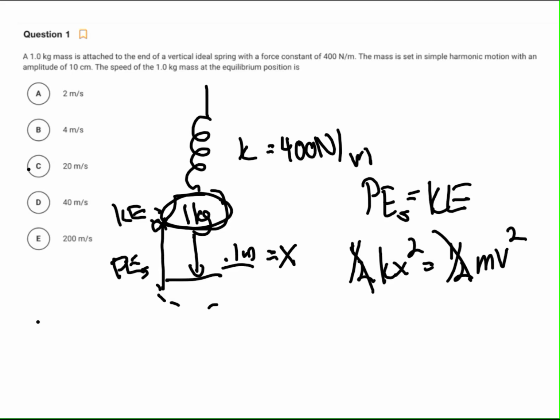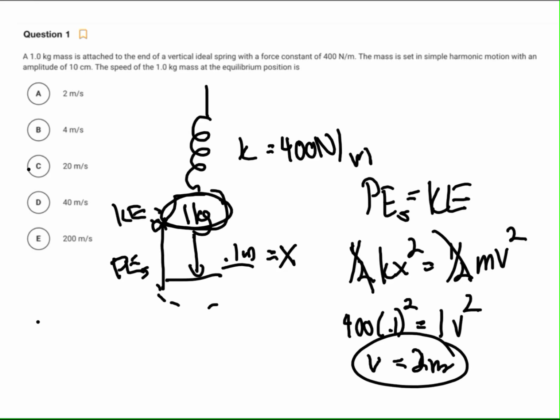The 1/2s go away. k is 400. This is 0.1 squared. This is 1 v squared. And when you math that all out, you end up with 2 meters per second.